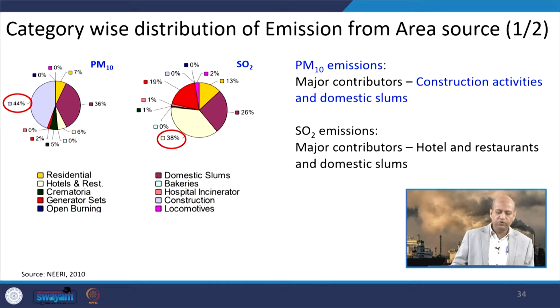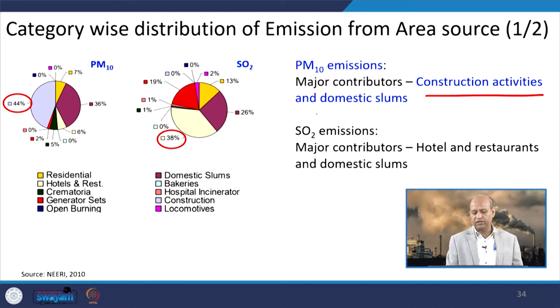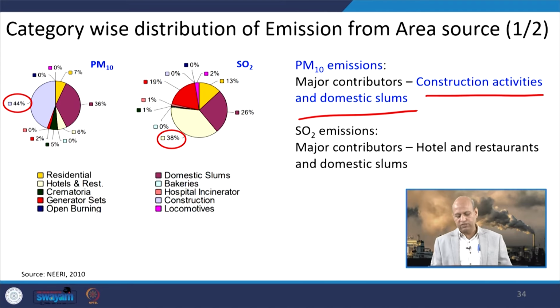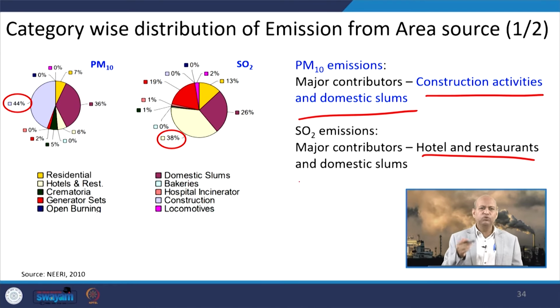Well, when we talk about category-wise distribution of emissions from area sources, you can see 44% of PM10 is coming from construction activities and domestic slums. SO2 emissions in large quantities are coming from hotels and restaurants, because they use fuels like coal, etc. Again, domestic slums also contribute to SO2.